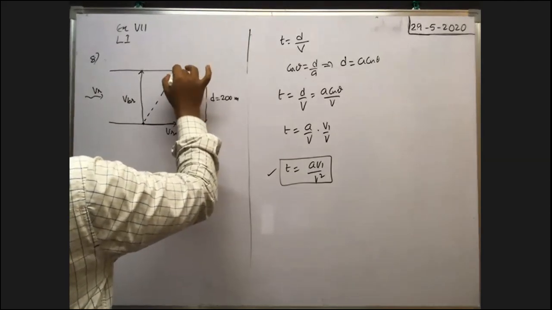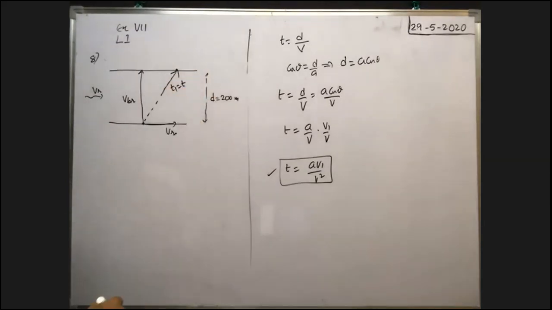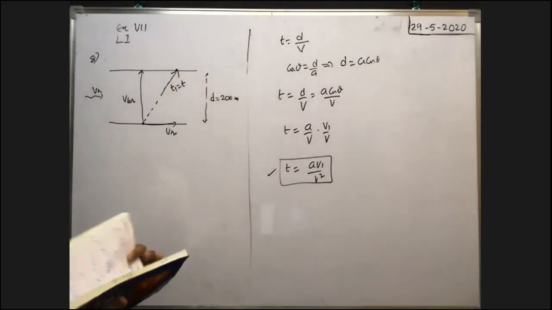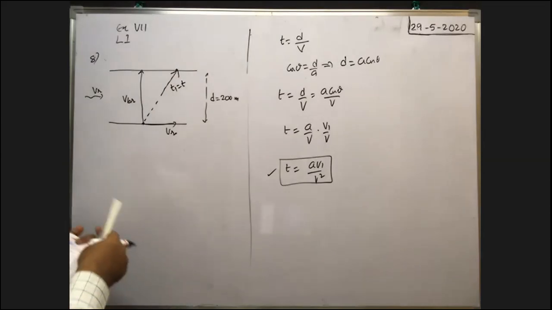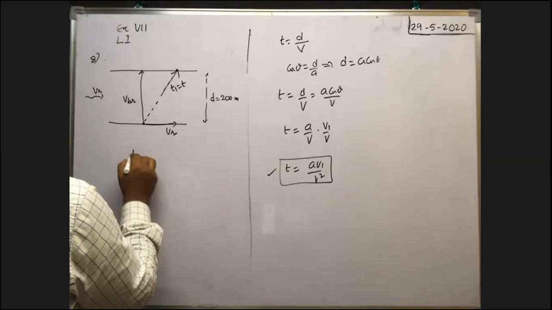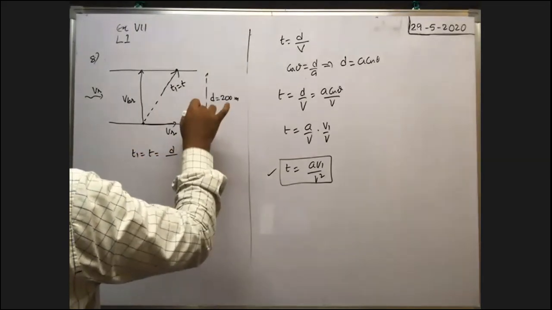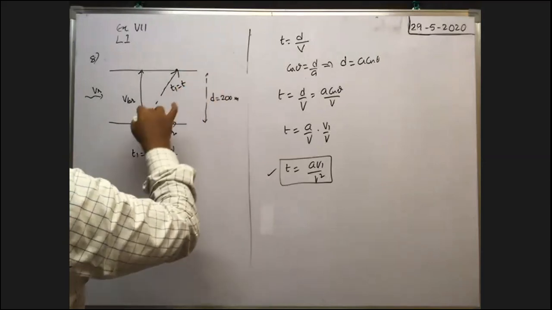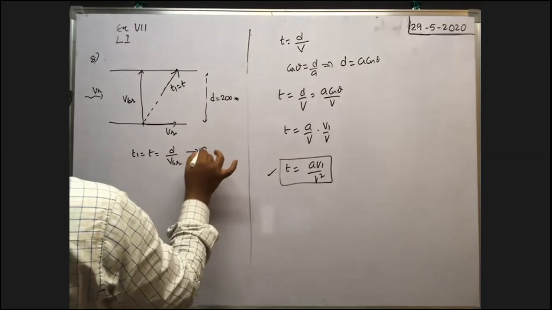and reaches the point here after time t1 is equal to t, because in this case, time taken to cross the river in the shortest time is given as t. So the shortest time t1 is equal to t, which is equal to width of the river d by the velocity along the direction of width of the river. What is the velocity of the boat? VBR. This is equation 1.